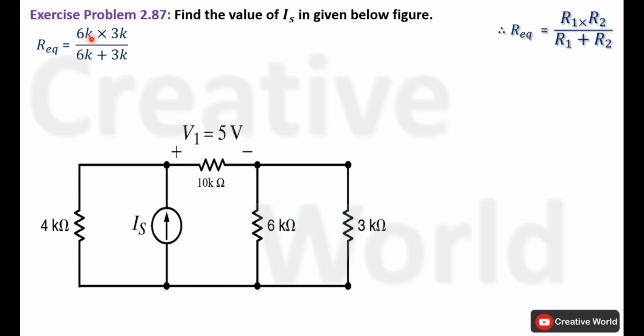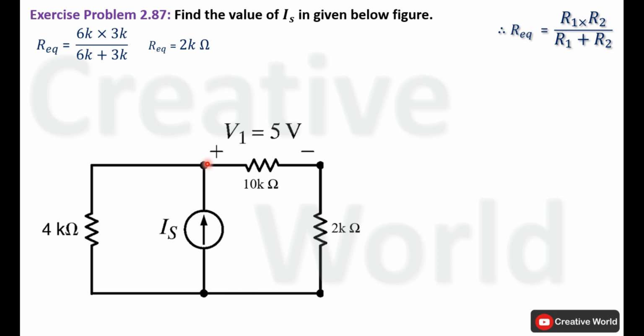Product of 6 kilo ohm and 3 kilo ohm divided by the sum of 6 kilo ohm and 3 kilo ohm. Product of 6k and 3k will become 18k square and sum of 6k and 3k will become 9k. 18k square divided by 9k will result in 2 kilo ohm. So we can replace these two resistances with a single resistance having the value of 2 kilo ohm. Modify the network.